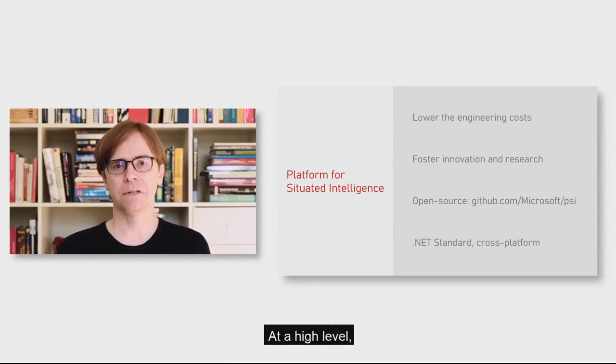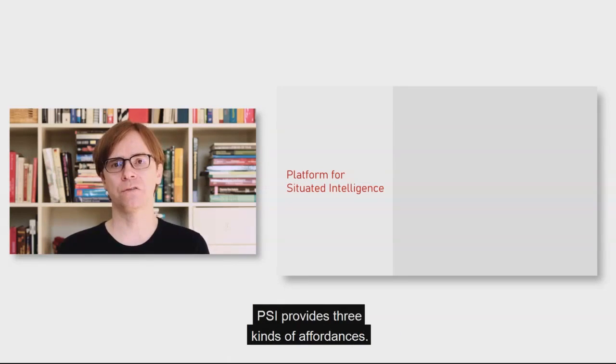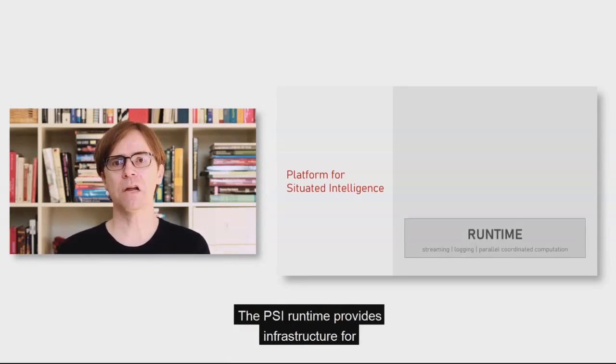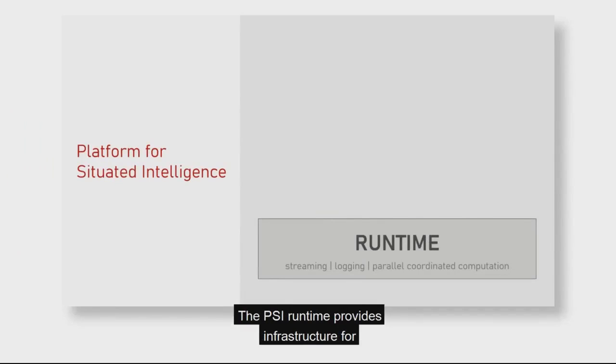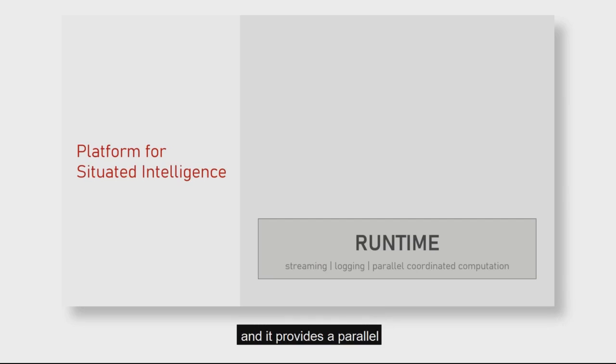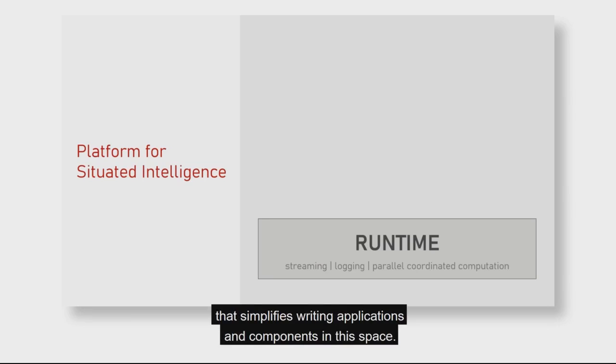At a high level, Psi provides three kinds of affordances. The Psi runtime provides infrastructure for working with multimodal temporally streaming data, and it provides a parallel coordinated computation programming model that simplifies writing applications and components in this space.